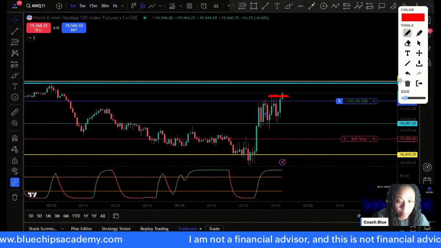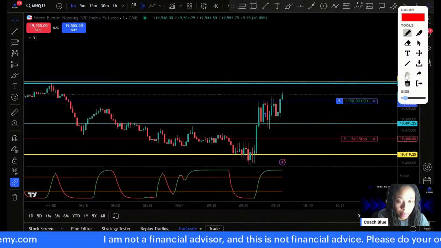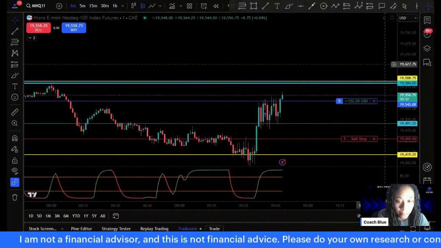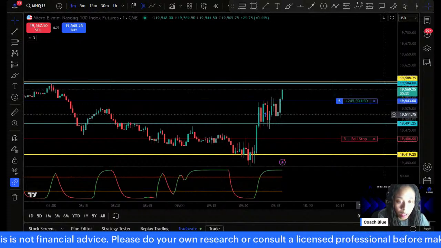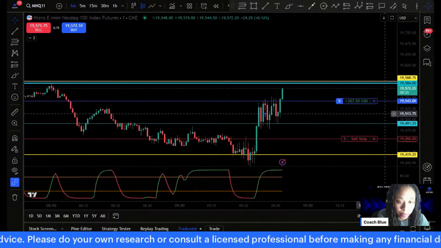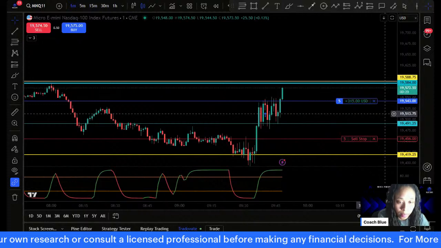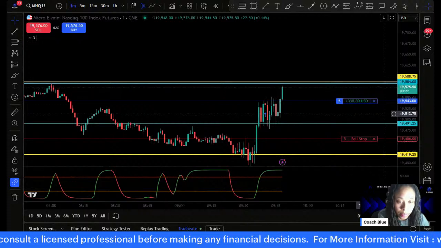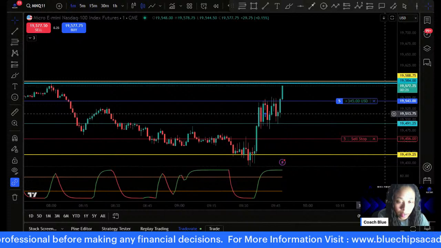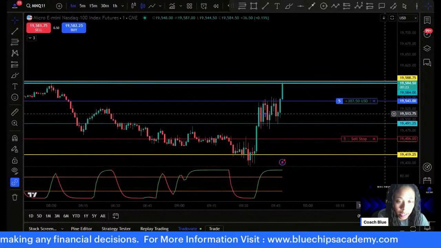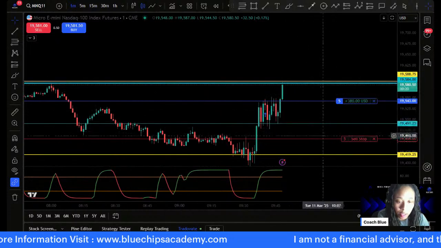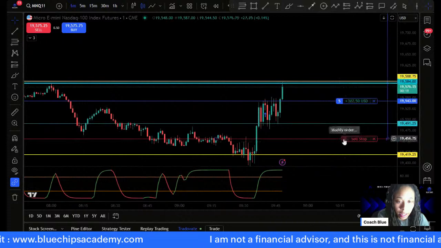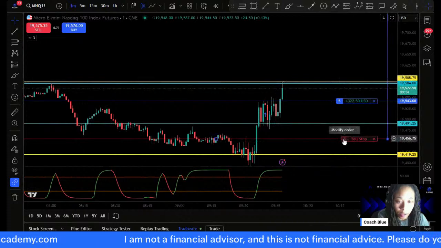All right, that's a good break. Okay. So now it looks like we're going to approach TP1. Okay. All right. Price is getting there. All right. TP1 just hit, guys. Now, what I'm going to do is I'm going to go ahead and bring my stop loss.